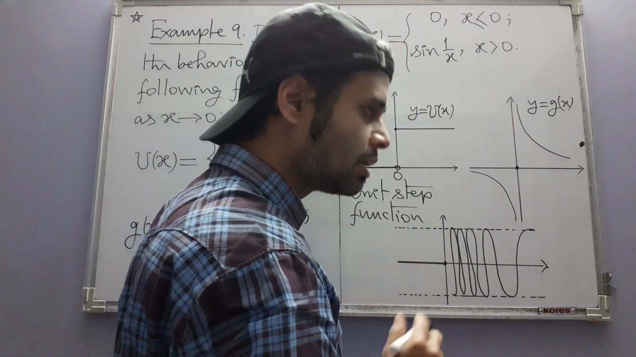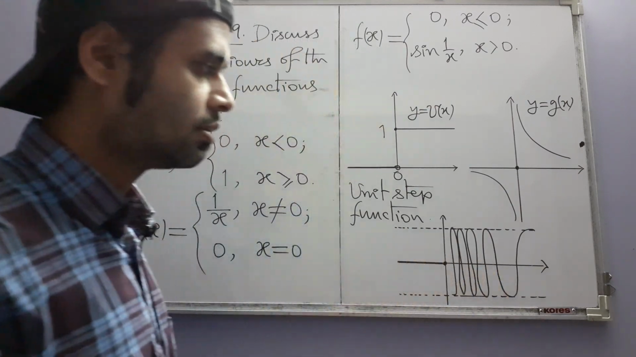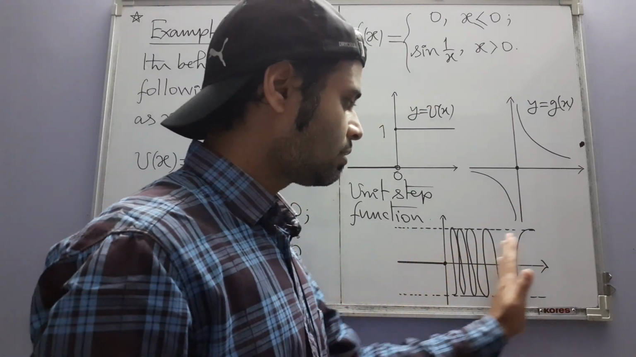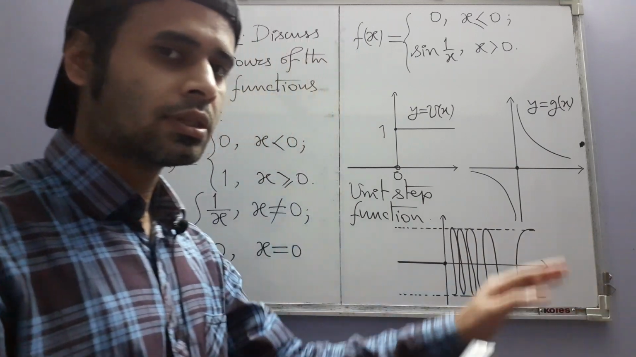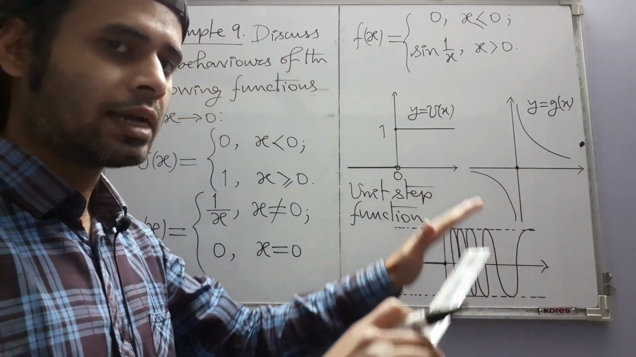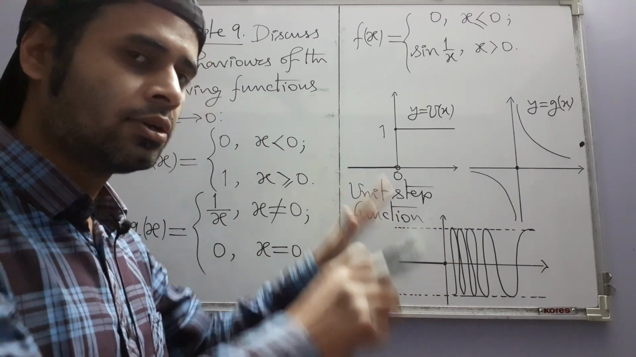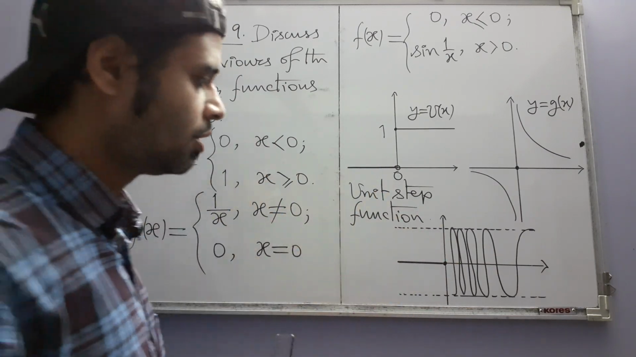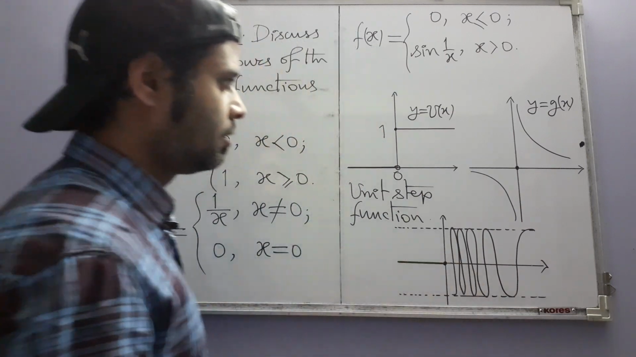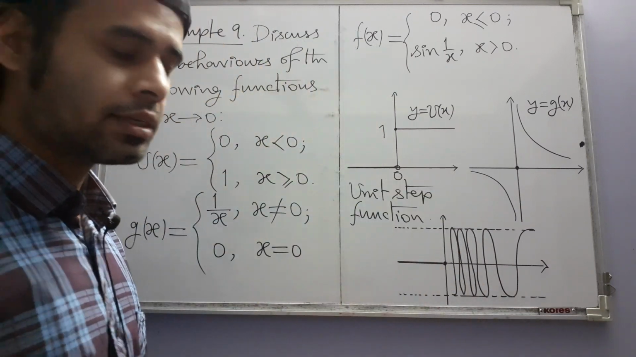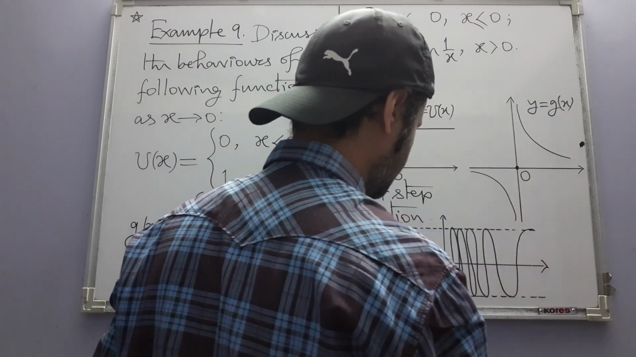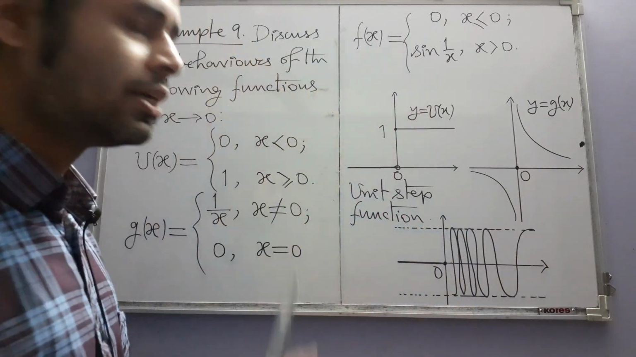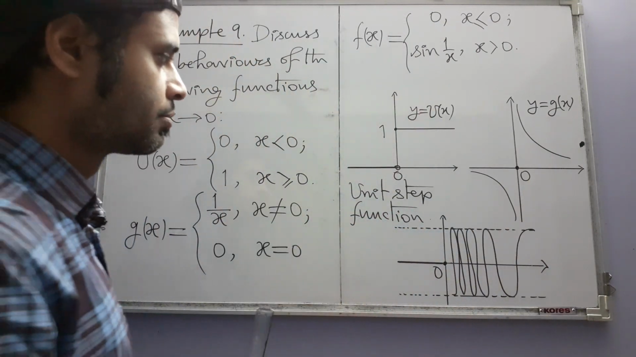That means more frequently, I can also say the frequency increases. Somewhat far away from 0, the frequency is not that much. But as it gets closer and closer to 0, it oscillates like this, and the frequency increases and increases without any bound. And in all of these three cases, the limit does not exist. Why?